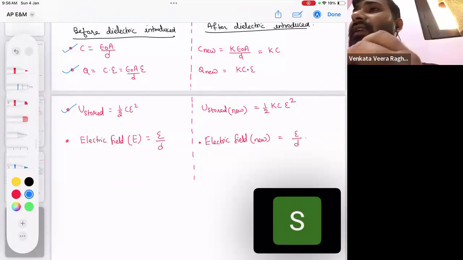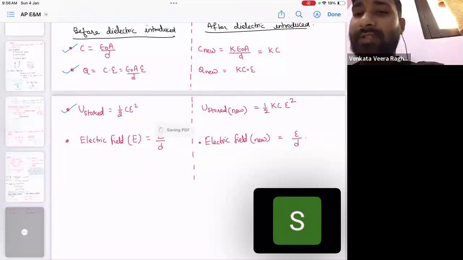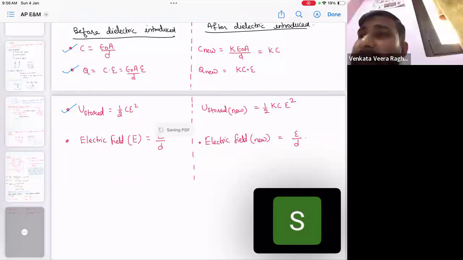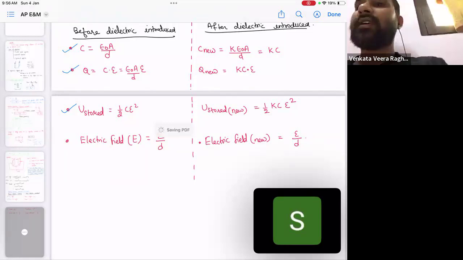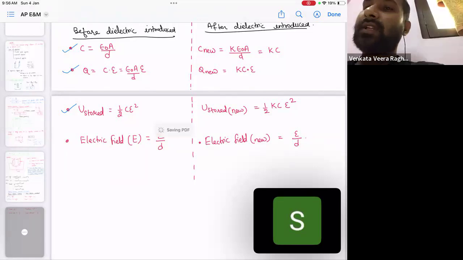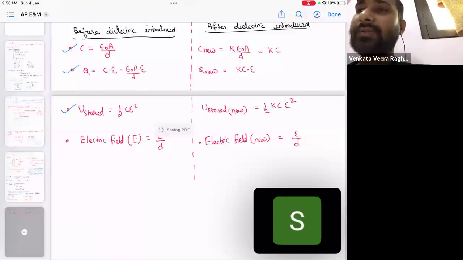Clear? Because of the introduction of the dielectric, and as we are keeping the battery still connected across the capacitor, the potential difference across the capacitor also did not change in the process of introducing the dielectric or changing the dielectric medium. So please tell me, is it clear up to what we have discussed till now? Yes, sir.